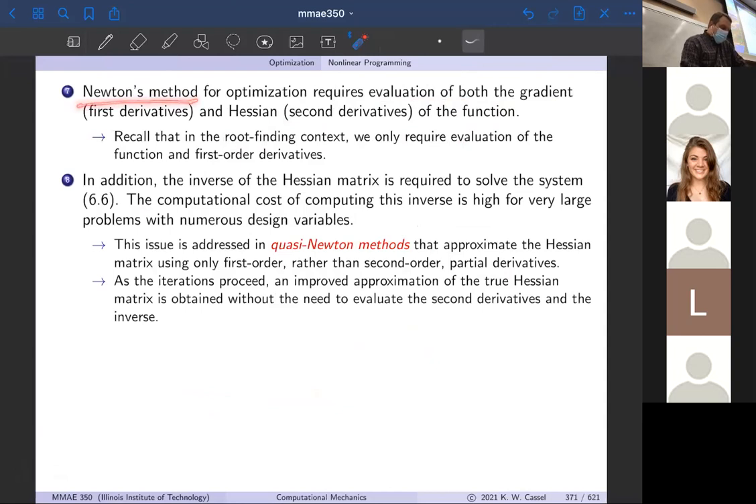Newton's method for optimization requires evaluation of both the gradient and the Hessian. So that's, again, first derivatives and second derivatives, as opposed to functions and first derivatives. And so that's a lot of derivatives. And if your functions aren't terribly smooth, then that's a problem. Every time you take a derivative of a not so smooth function, it gets less and less smooth.